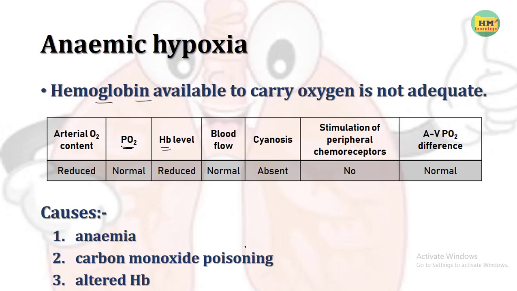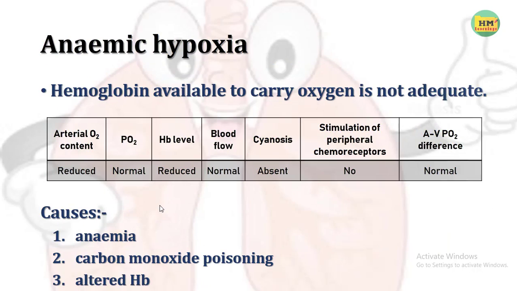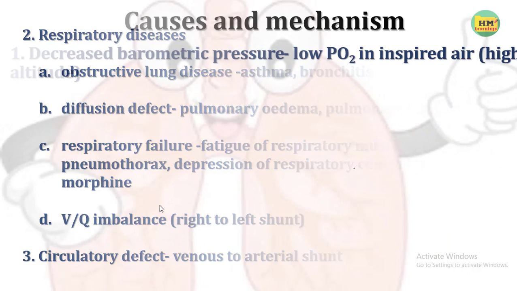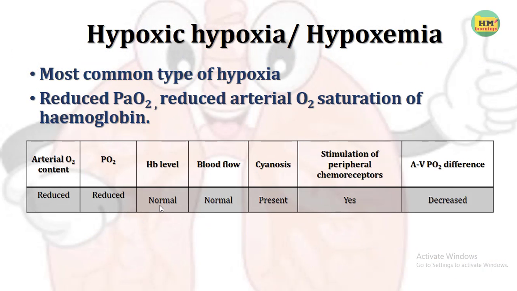I forgot to mention 2-3 terms in the previous slide, so we will cover it first. Here I have also mentioned in the table cyanosis. Cyanosis means the bluish discoloration of the skin and the mucous membrane because of the presence of deoxyhemoglobin more than 5 g% in the capillary blood. So there is deoxyhemoglobin in the blood. Why?